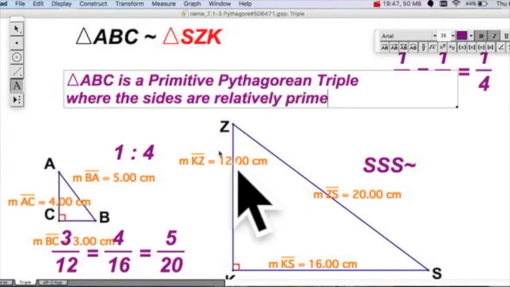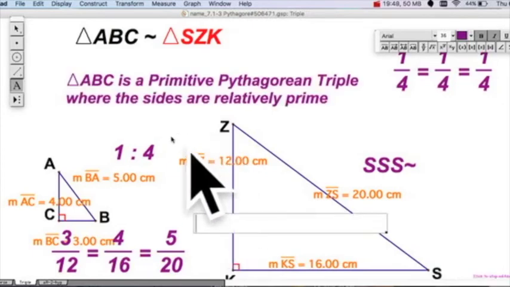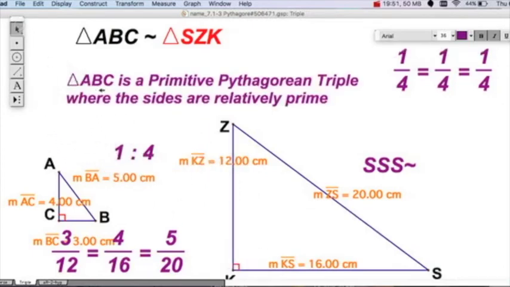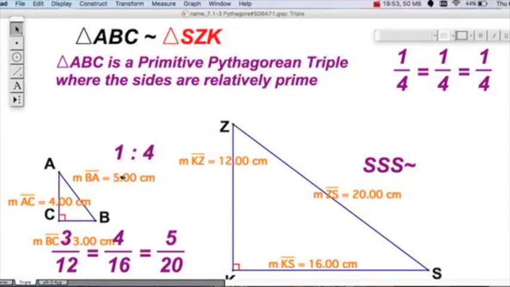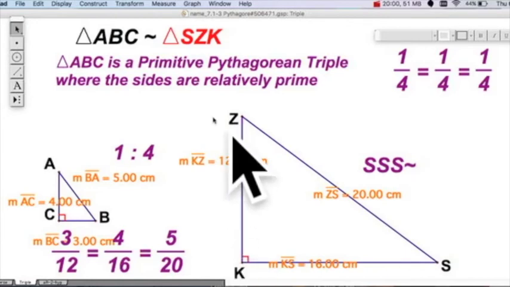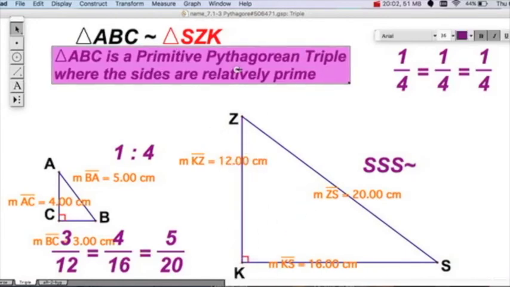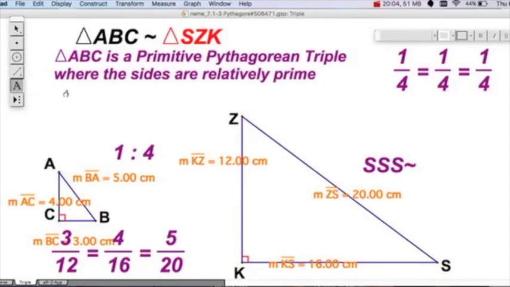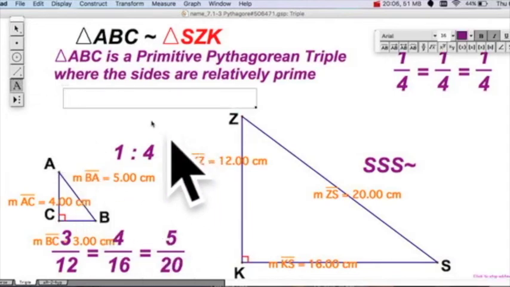Now, 3's prime, 5's prime, 4 prime, heck no. But the three numbers together as a set do not have any common factors. They don't have any common whole number factors other than 1. That makes them relatively prime. And from this, well, we have a whole worksheet on this, so you better get on it.